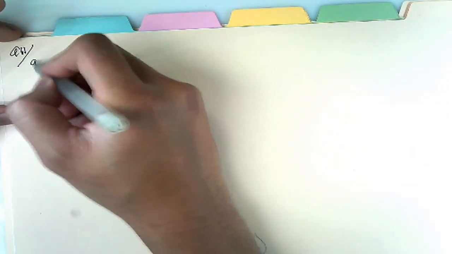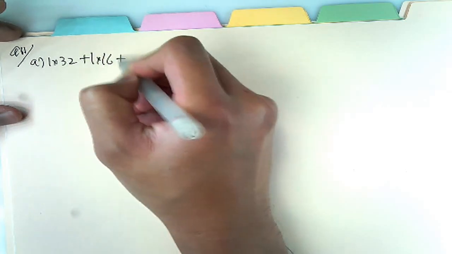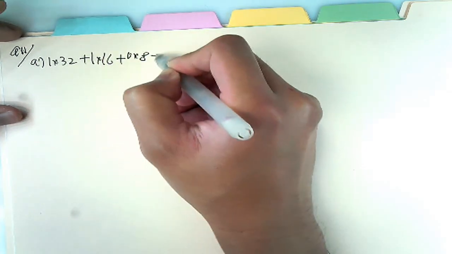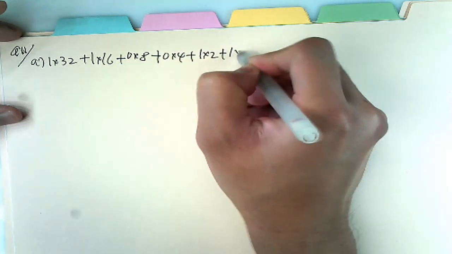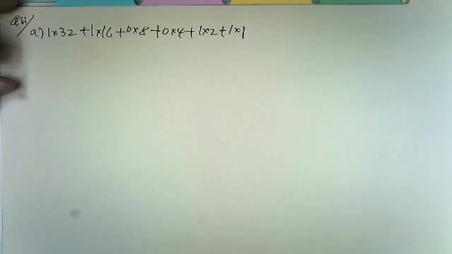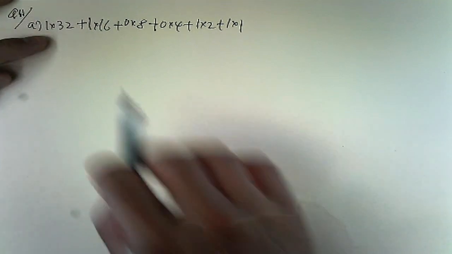You have 1 times 32 plus 1 times 16 plus 0 times 8 plus 0 times 4 plus 1 times 2 plus 1 times 1. So you have to make this a binary number. So you have to change all this.